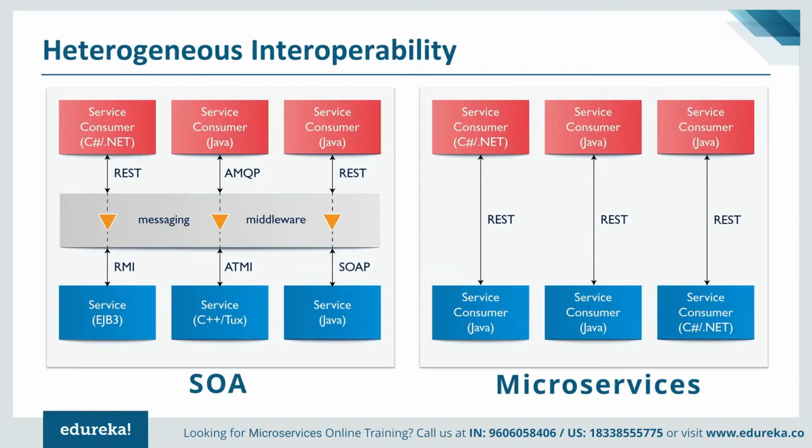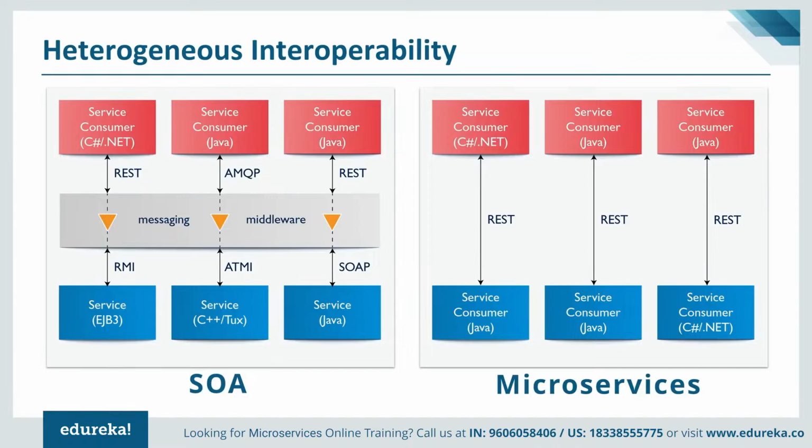So in the case of SOA, there is something called a messaging middleware, which acts as the communication point or the interaction point between the different applications which are in different languages. You can see that this application is in either C# or .NET, and this is on Enterprise Java Beans, right? Similarly, here it's C++ and here it's Java. And all of these communications go to this one particular messaging middleware.